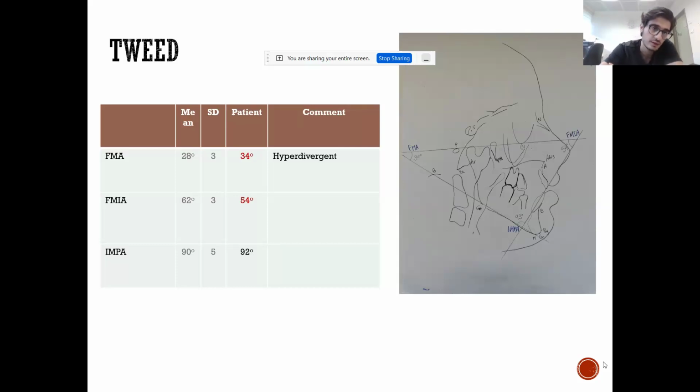According to Tweed, FMA is 34, so again hyperdivergent. As we see here, FMIA is low, it's 54, so IMPA is 92. Again, here we just see that the patient is hyperdivergent. What does it mean that the FMIA is a smaller angle? This is because of the hyperdivergence. It's the angle of the lower incisors to the FH. So if the angle is small, this means they are proclined. Yes, it's because of the proclination of the lower incisor.